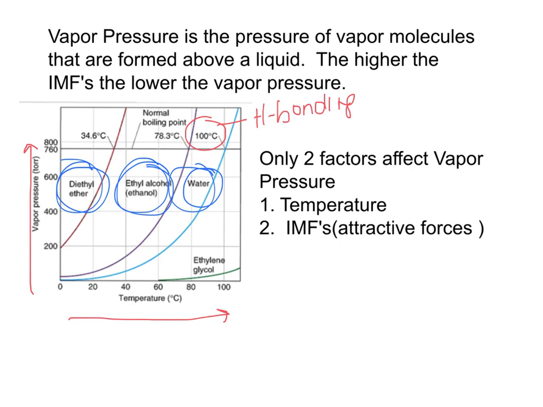In ethyl alcohol, we've got hydrogen bonding as well, but we don't have as many sites for hydrogen bonding, so it has less hydrogen bonding. And then diethyl ether is a polar molecule with weak dipole forces. So you can see that the weaker the force, the lower the boiling point. And of course, the lower the boiling point, the easier it was for the attractive forces to separate, which means there would be a lower vapor pressure.